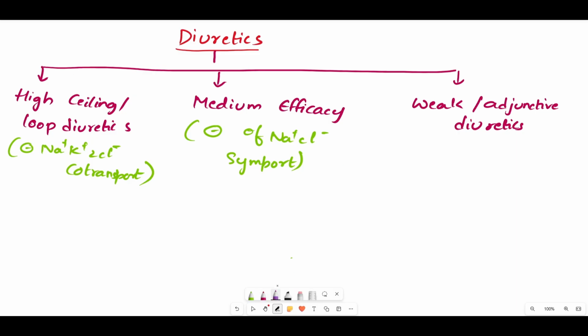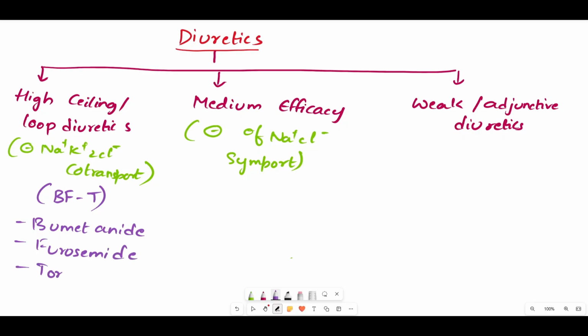So coming back to the first class, that is high ceiling diuretics, also called loop diuretics, which act by inhibiting the sodium, potassium and chloride co-transport. To remember the drugs under this, just remember BFT so that you can write all the examples. B means it is bumetanide, F means it is furosemide, then T means it is torsemide.